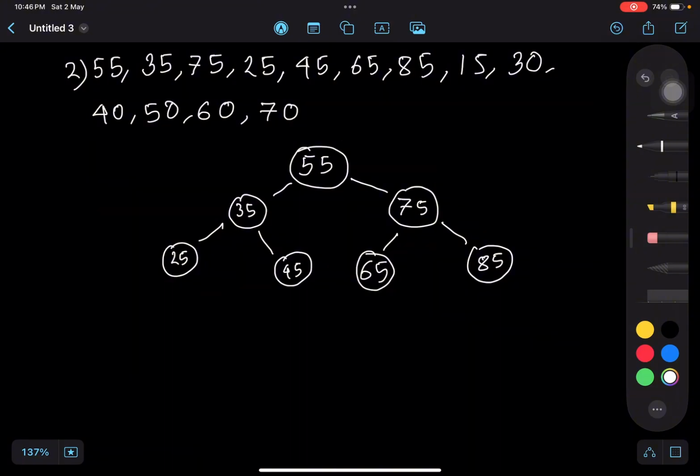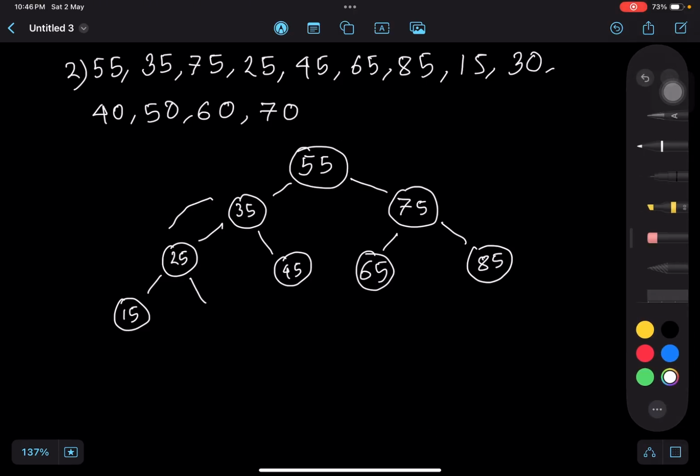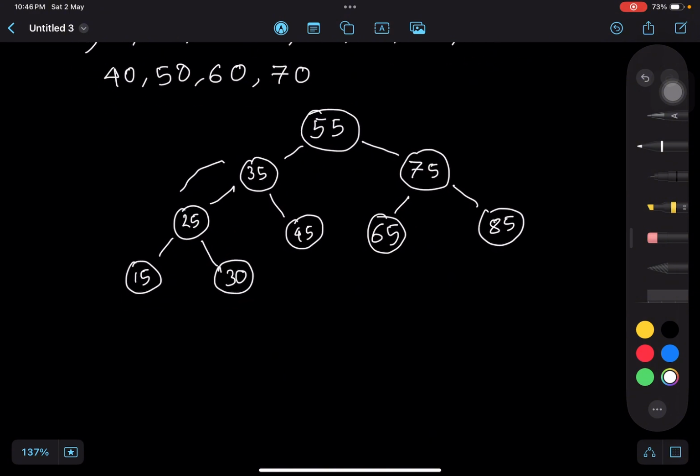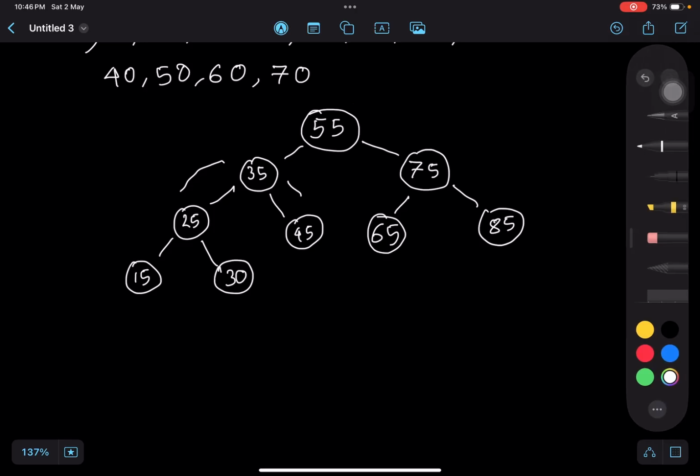15 is here, smaller than 25. As you can see, I just build it like this. Sometimes you don't even need to think since it is already sorted. Then we have 30. 30 is smaller than 35, so to the left of 35, but it is bigger than 25, so over here, 30. Then we have 40. So 40 is greater than 35, so it will be on the right side of 35 but smaller than 45, so to the left of 45. Then we have 50, which would be to the right of 45.